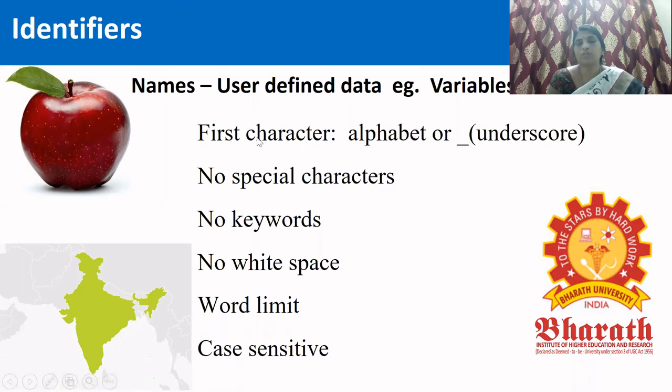So there are rules to identify it. The first character should be an alphabet or an underscore, and no special characters are allowed in the names of the variables or functions, whatever identifiers we are using in the C language, and no keywords, no white space, and there is a limit of 256 characters, and it is very case sensitive. The upper case is different and the lower case is different.